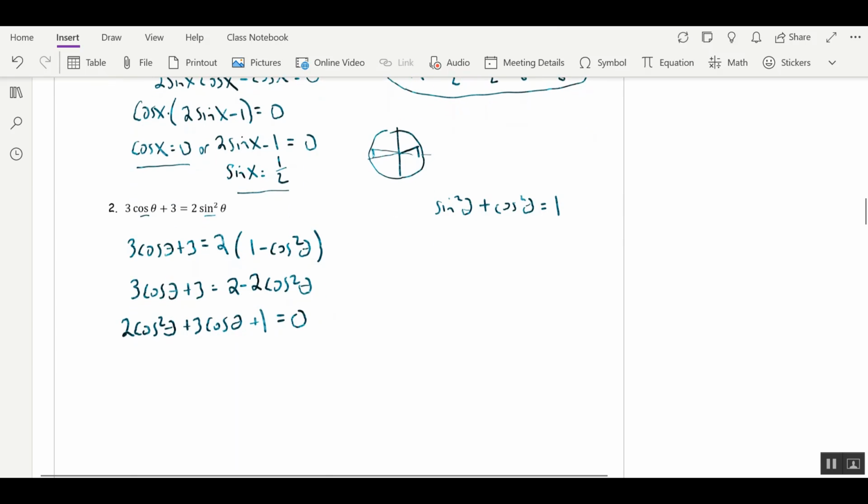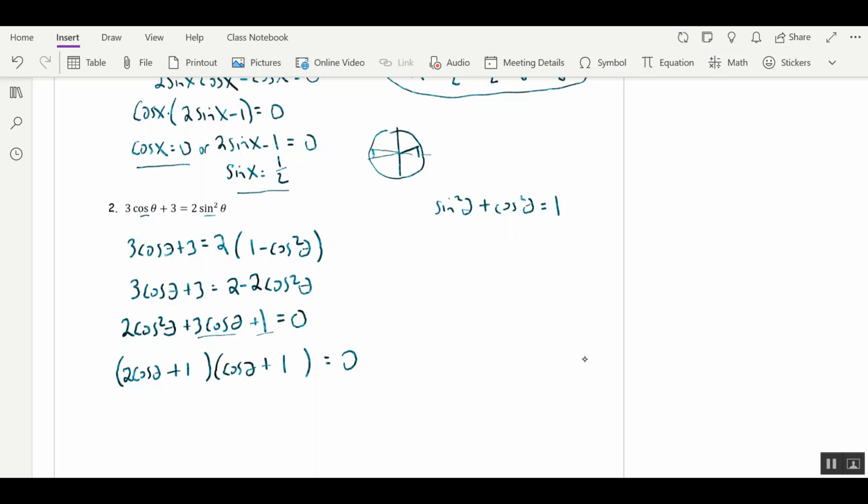And now I want to factor. So I can use guess and check. I know I'm going to need a 2 cos theta here and a cos theta here. And then to get a positive 1 at the end, there's only two options, -1 and -1 or +1 and +1. So let's try this. Does this work? When I FOIL this out, is the middle term 3 cos theta? And yes, it is. So this is a good factorization.